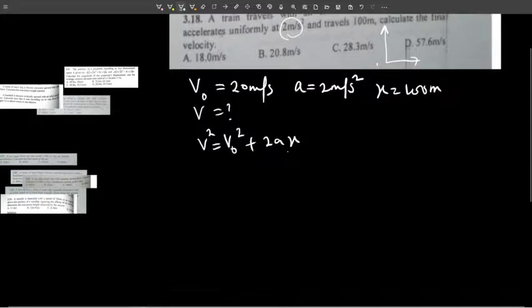Calculate the final velocity. This is very cheap. Final velocity in the x direction, obviously. So what formula can we use here? We'll be using the formula v square equals to v naught square plus 2ax. All these are in the x axis, but let's just leave that. We're not doing the projectile here. So v square will be equals to 20 square plus 2 times 2 times 100.